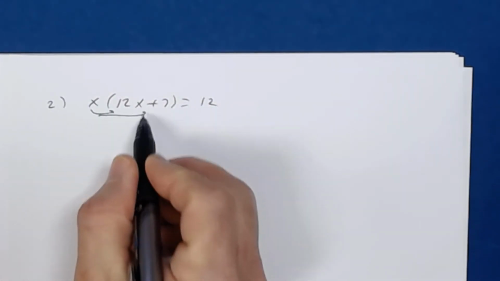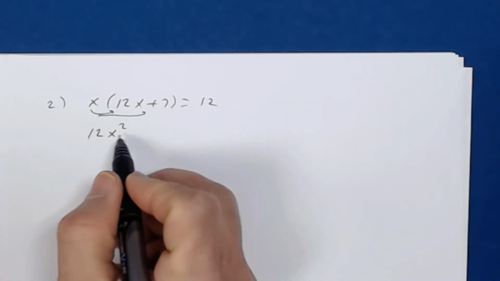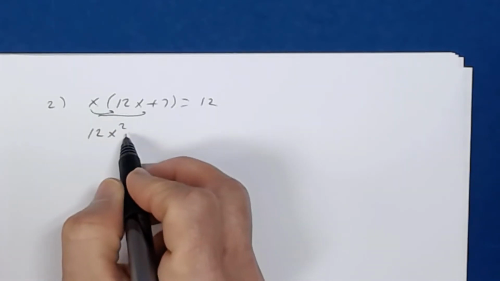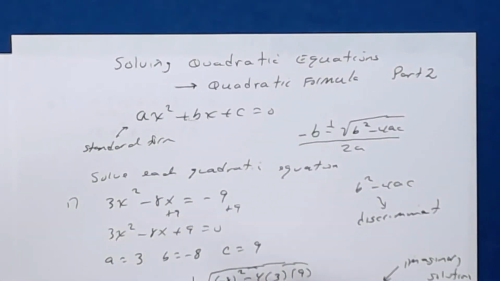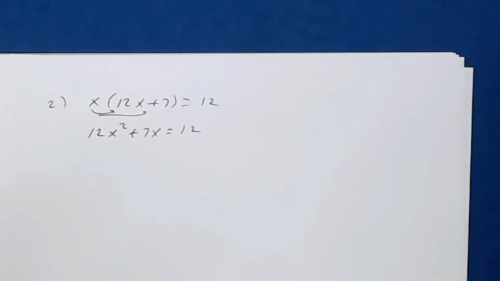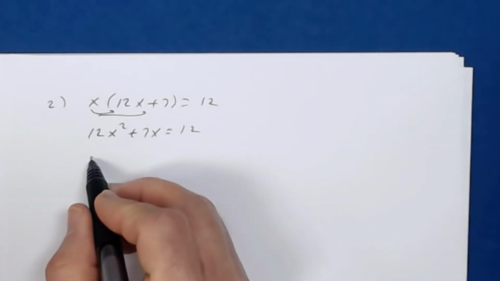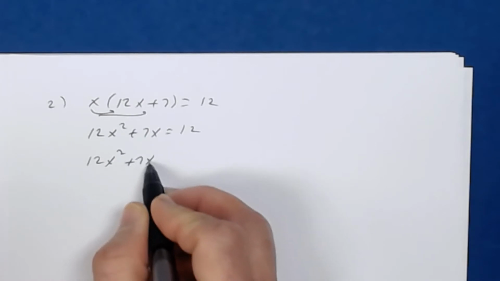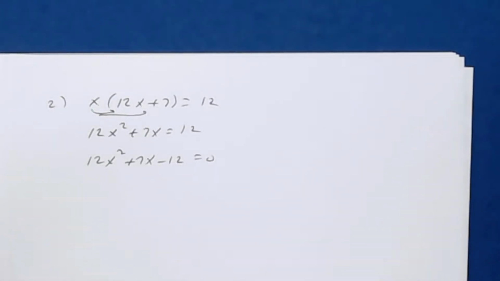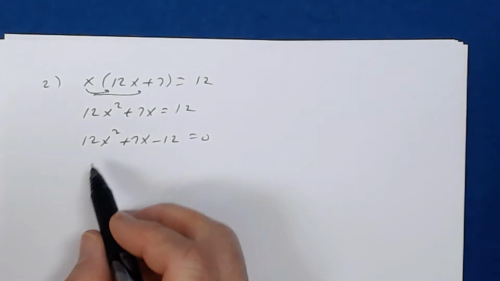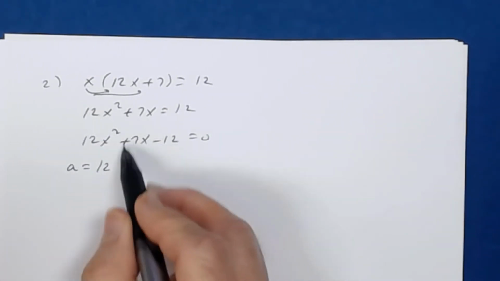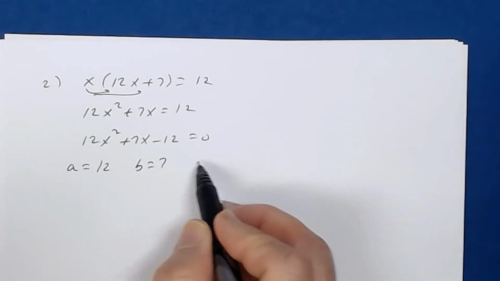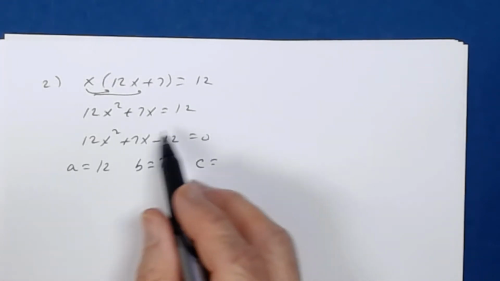I'm going to distribute. So I get 12x squared: x times 12x is 12x squared, and x times 7 is 7x, equals 12. Now that looks like number 1. So now I'm going to put it in standard form by subtracting 12 from both sides. When I do that, I get 12x squared plus 7x minus 12 equals 0. Now let's determine a, b, and c. Remember, a is the coefficient of x squared, so that's 12. b is the coefficient of x, that's 7. And c is your constant, so that's negative 12.